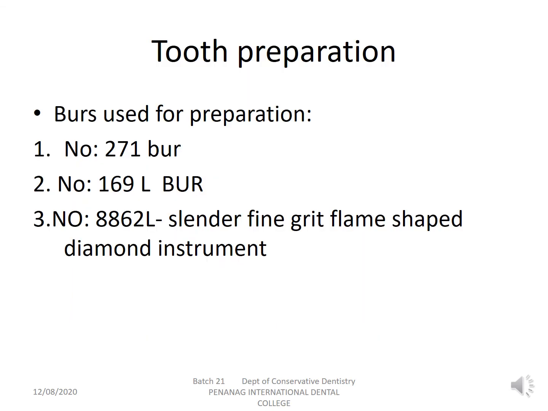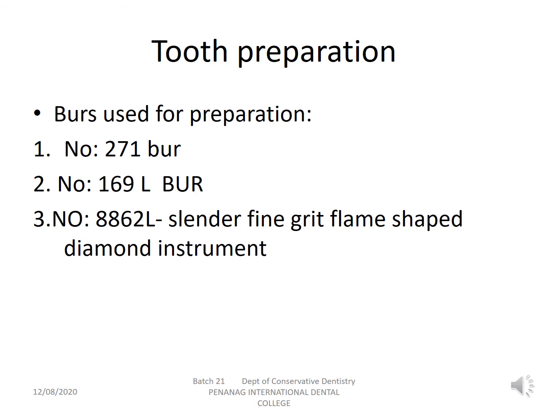The various burs used for the preparation of the inlay are the number 271 bur, the number 169L bur, and the number 8862 slender fine grit flame shaped diamond instrument. The number 271 bur is 3 millimeters in length, and at the tip it has a diameter of 0.8 millimeters. The bur diverges from the tip towards the shank.